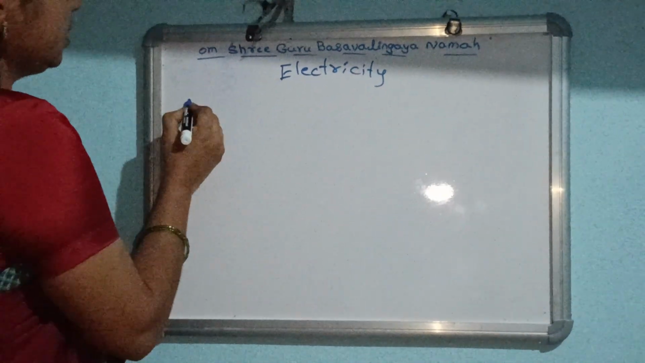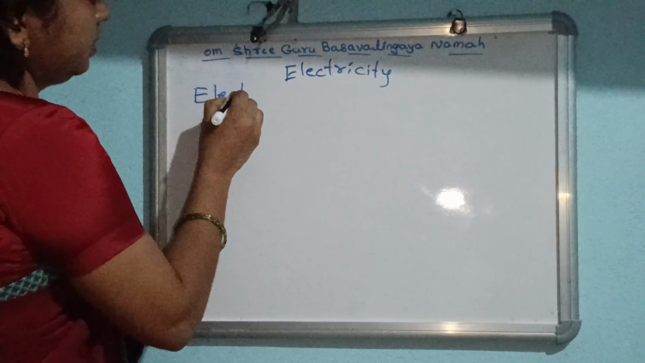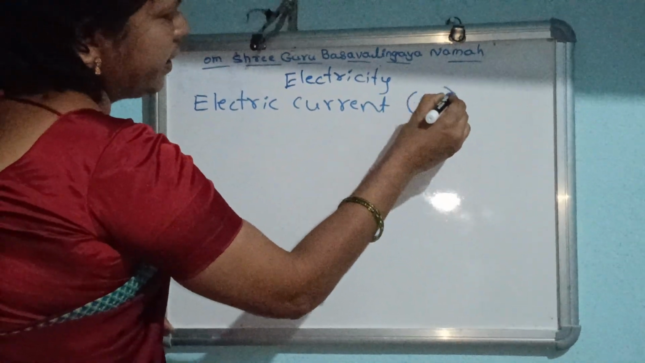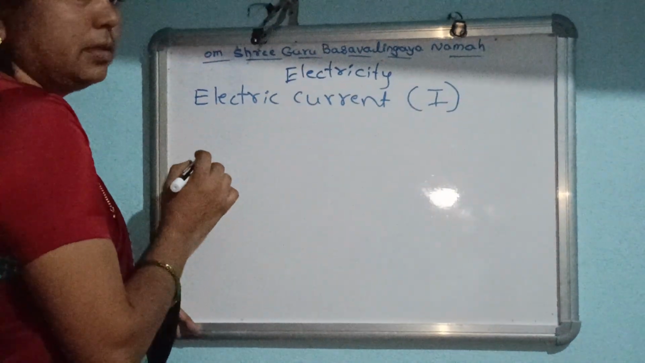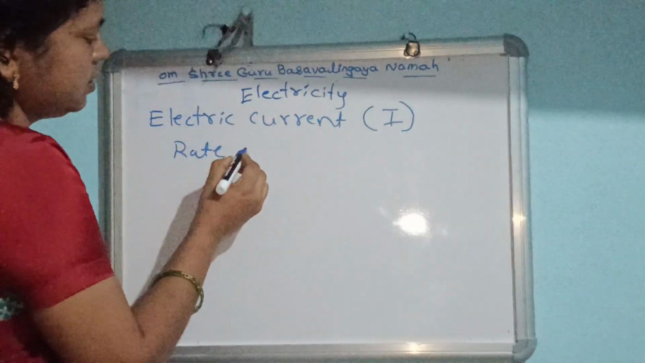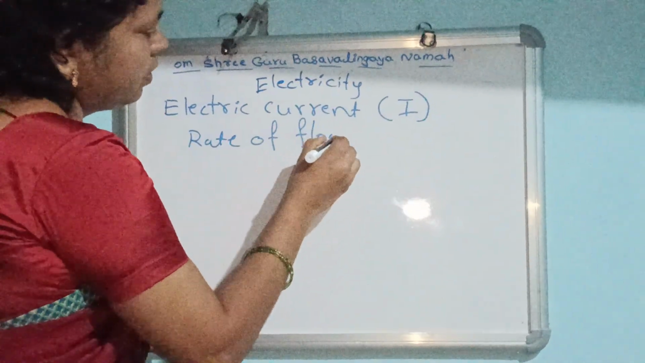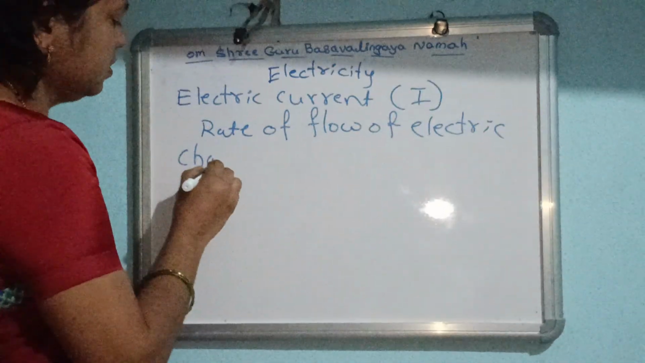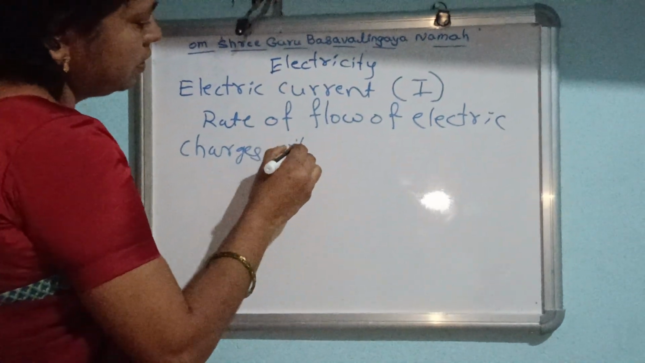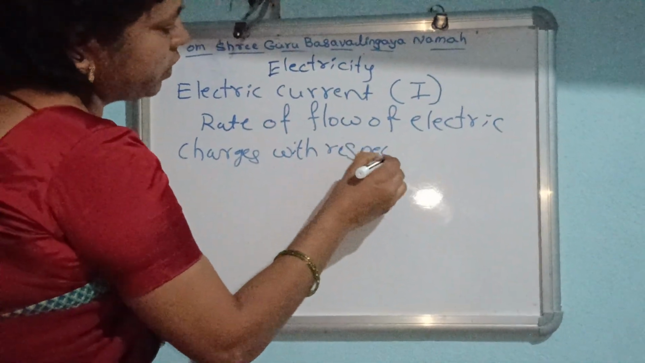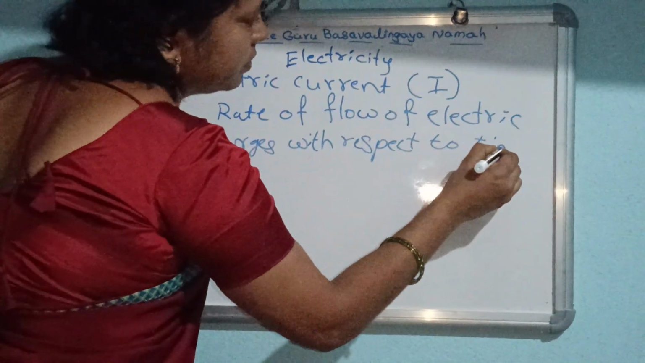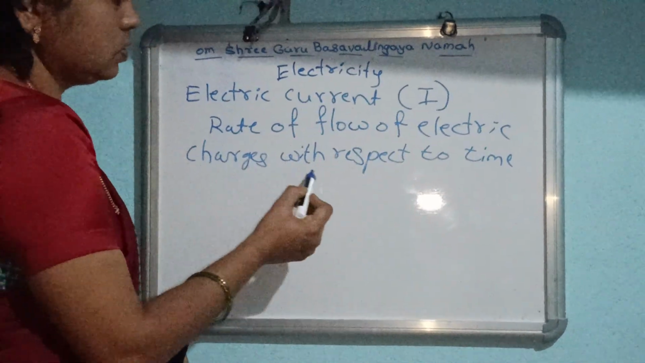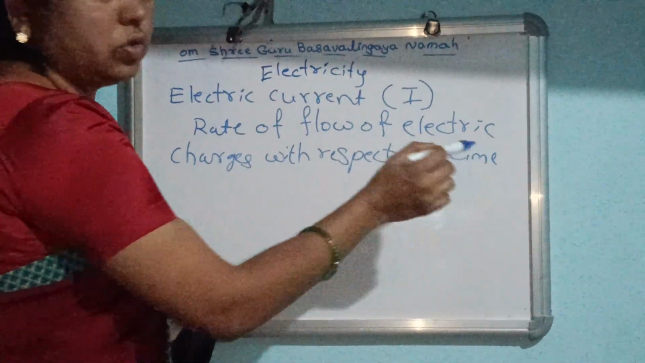Next, we move towards electric current. Electric current is represented by the English capital letter I. Electric current is nothing but the rate of flow of electric charges with respect to time through a conductor.